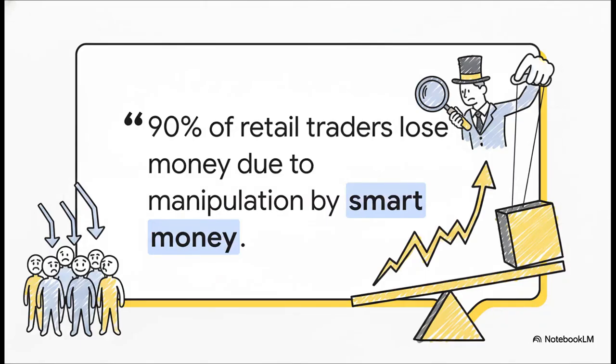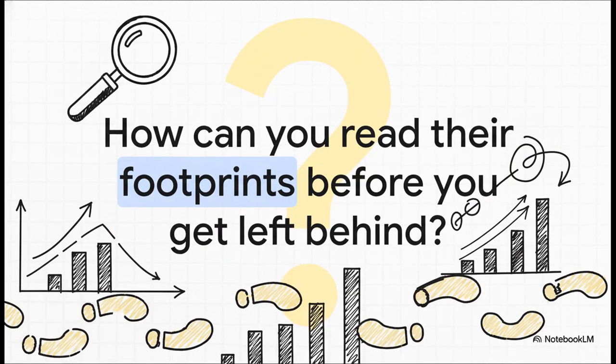So let's just start with a pretty stark reality check. This quote right here gets to the absolute heart of the problem: 90%. That's a tough number to swallow, but it highlights the main challenge every single trader faces. This isn't always a level playing field. The so-called smart money, we're talking large institutions, professional operators, they have a massive advantage. And that, of course, leads to the billion-dollar question, doesn't it?